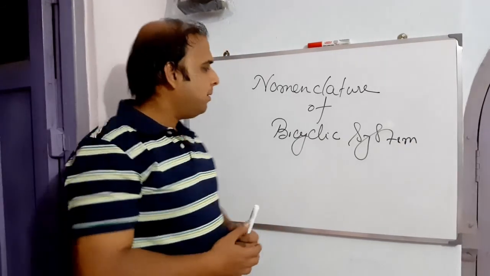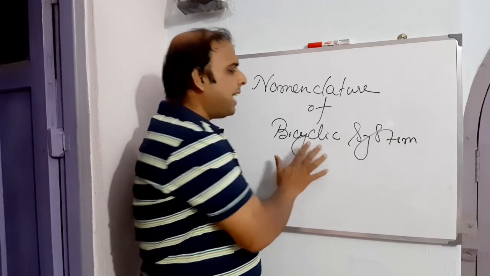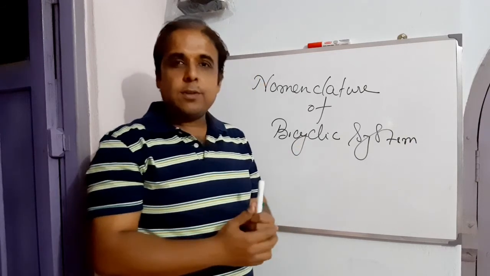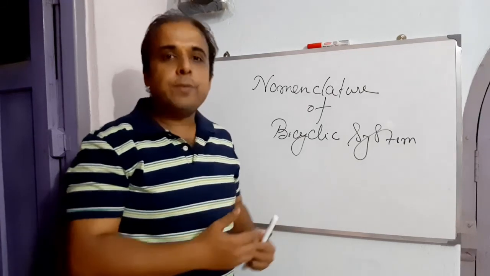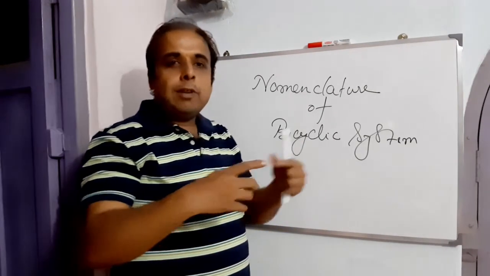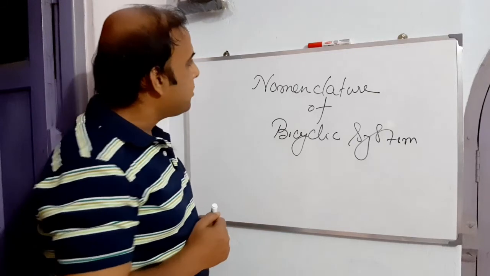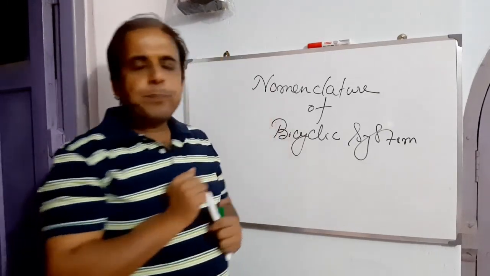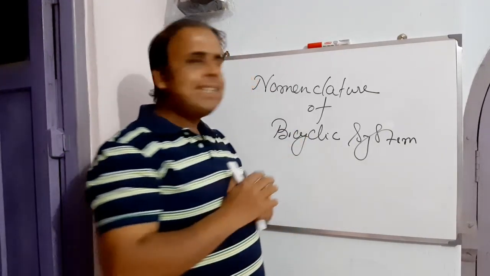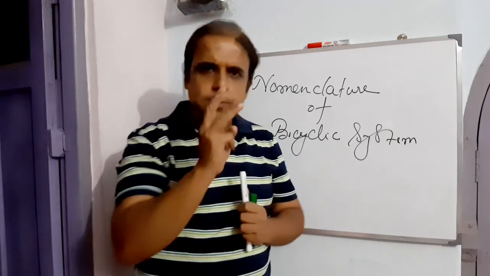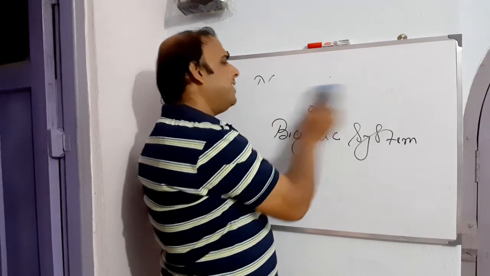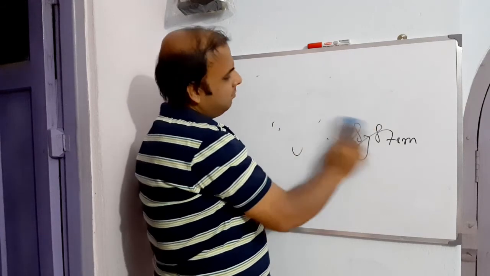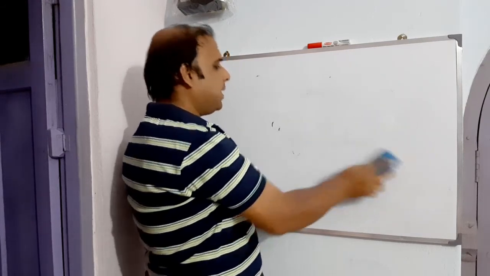So today let us see how we can simplify it, so that you can readily get in touch with that particular pattern. Now, nomenclature of bicyclic systems. If we try to categorize bicyclic systems, we have three different types. What are those?